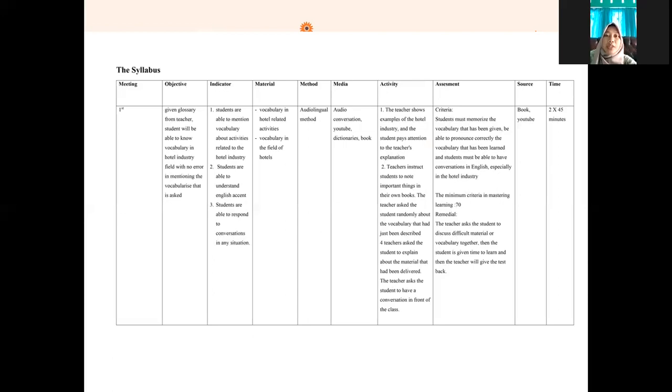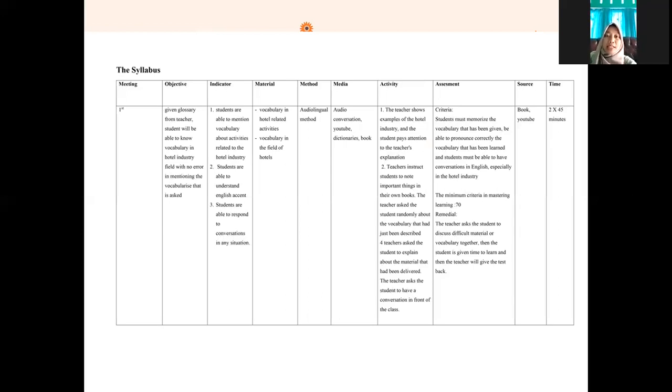And the next is activity. First, the teacher shows examples of the hotel industry and the students pay attention to the teacher's explanation. Two, the teacher instructs students to note important things in their own books. The teacher asks the students randomly about the vocabulary that has been described, and the teacher asks the students to explain the material that has been delivered. And the next, the teacher asks the students to have a conversation in front of the class.